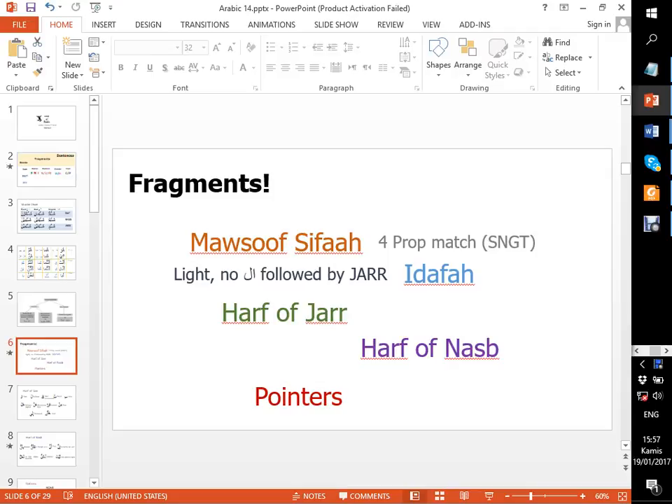And idafah is kind of easy to find. When you find a word that has no alif lam and is followed by a word with the status jar, we call it idafah. The first word we call mudaf, the second word we call mudaf ilayhi. And I think 80% of the fragments of the Quran are made from this kind of fragment, this idafah. I think it's easy. So no alif lam should be a clue for you to find a jar after the word, and you can conclude, oh, this is an idafah fragment.